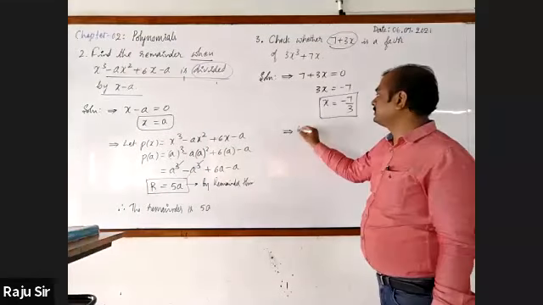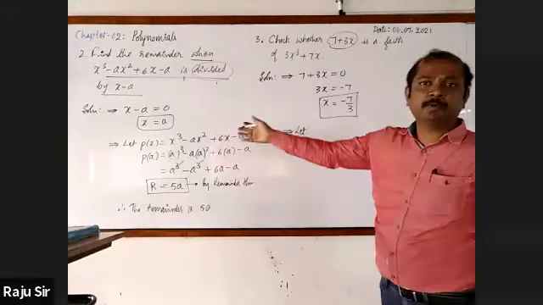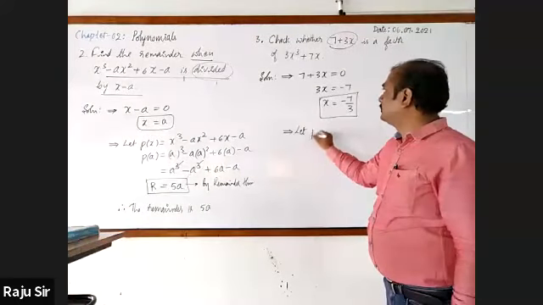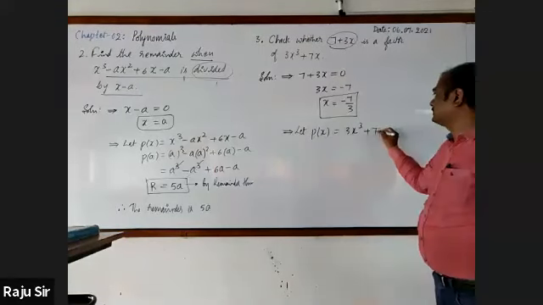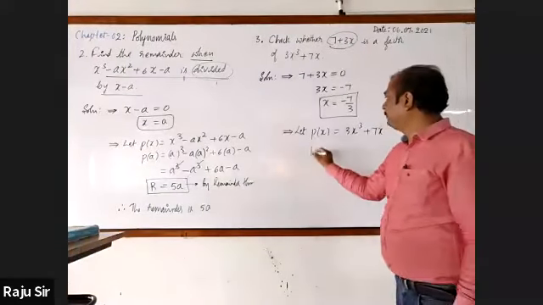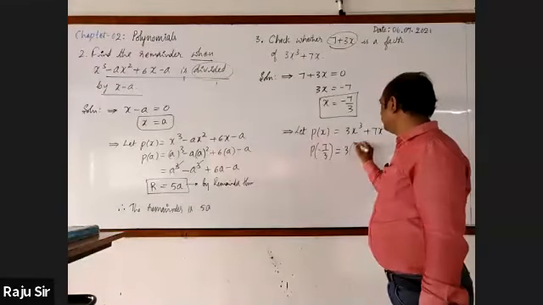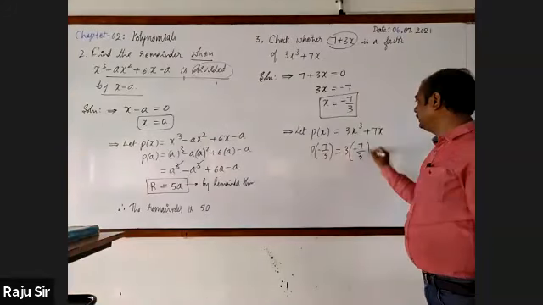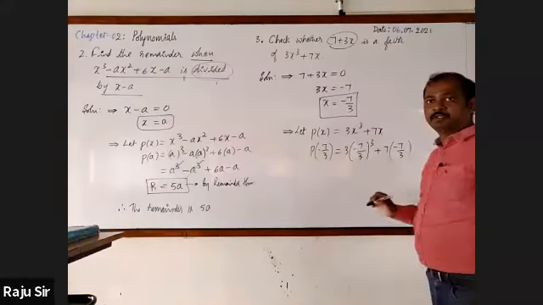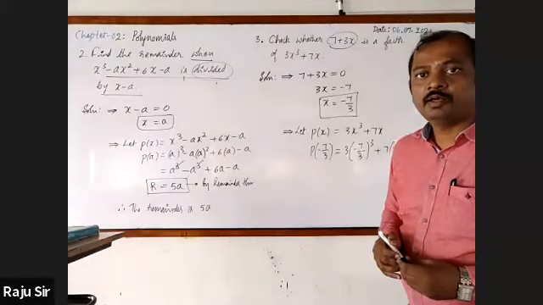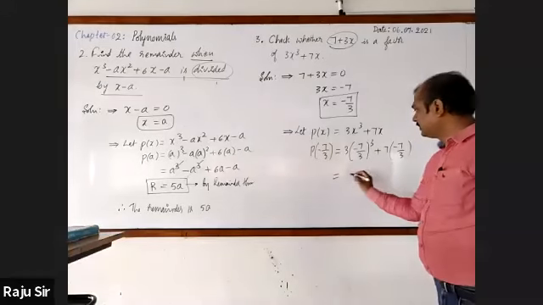Just observe and go on writing, because we are very familiar with problems like this. So let P of x is equal to 3x cube plus 7x. Then P of minus 7 by 3 is equal to 3 into minus 7 by 3 whole cube plus 7 into minus 7 by 3. Rachit, tell the value.